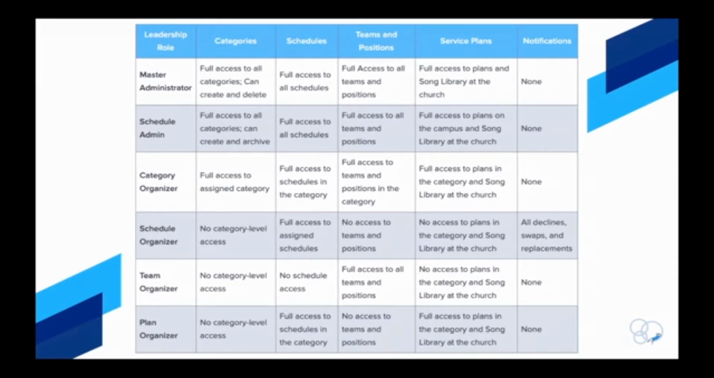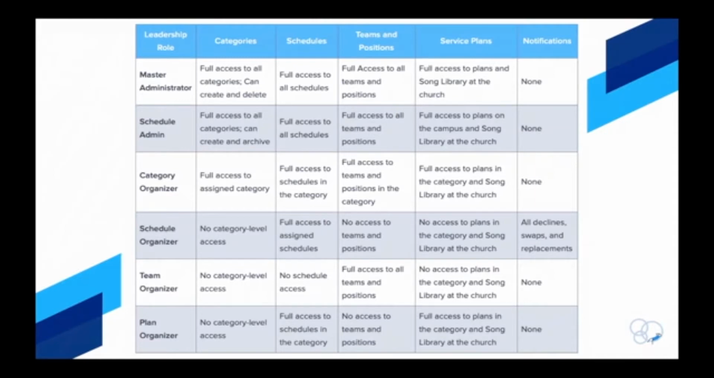The biggest factor here that I want to acknowledge is that the only one who receives any sort of notifications about declines, swaps, and replacements will be your schedule organizers. A category organizer has access to everything in regards to your categories and your schedules. They just don't receive the notifications. A team organizer only has access to teams and positions. Schedule organizer only has access to schedules that they're assigned to, and they receive the notifications. So it's really helpful to think through this list and think, who would need what access?